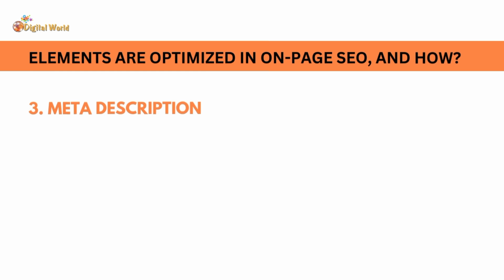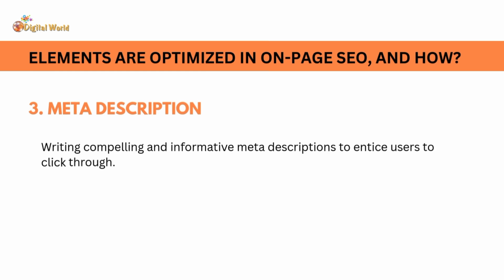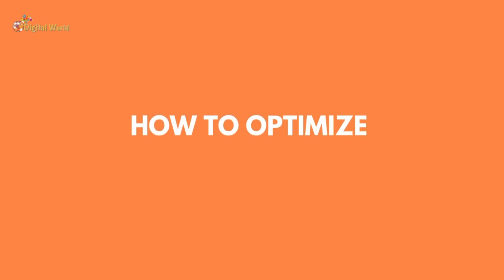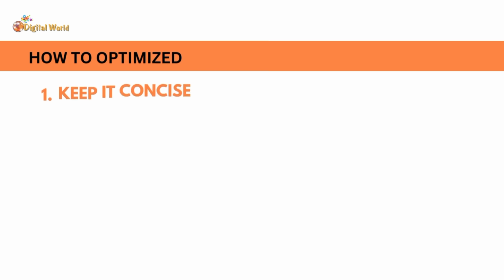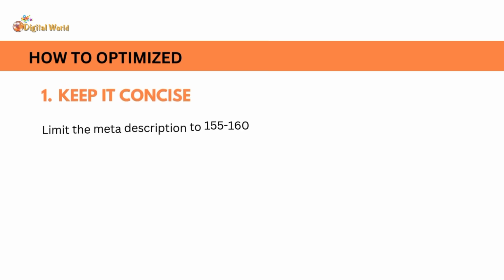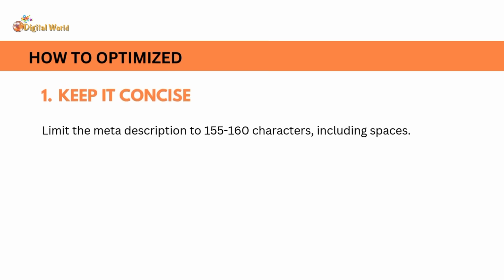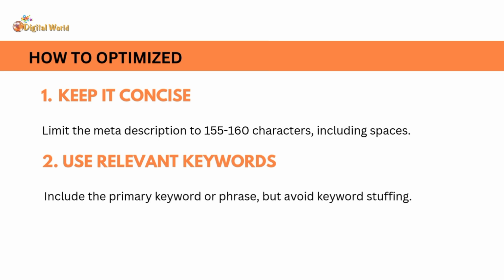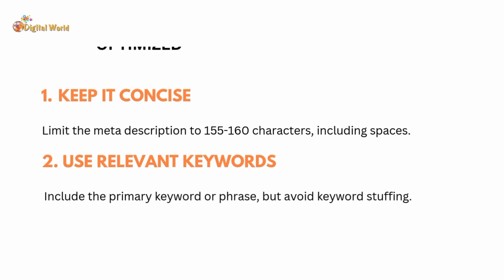Number 3. Meta descriptions. Writing compelling and informative meta descriptions to entice users to click through. But, how to optimize? Number 1. Keep it concise. Limit the meta description to 155 to 160 characters, including spaces. Number 2. Use relevant keywords. Include the primary keyword or phrase, but avoid keyword stuffing.